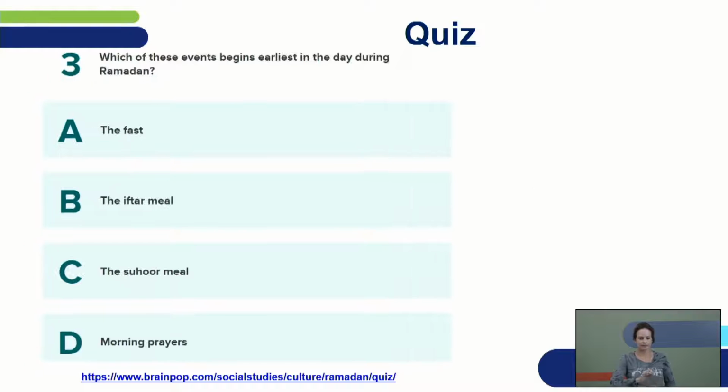Number three, which of these events begins earliest in the day during Ramadan? A, the fast, B, the iftar meal, C, the suhar meal, or D, morning prayers. What do you think? It's C. Remember, before the sun rises, that's when you have your morning meal. It's the first thing that happens.